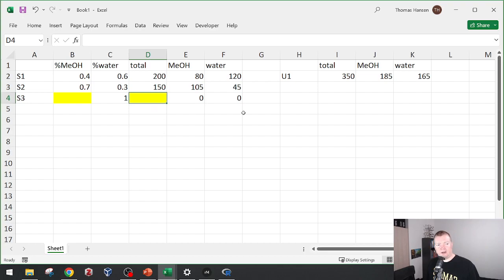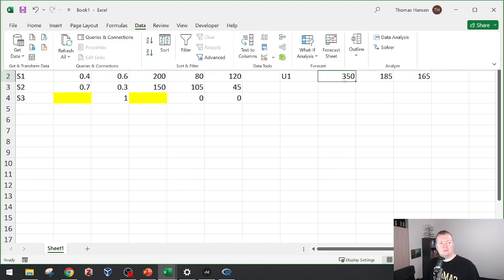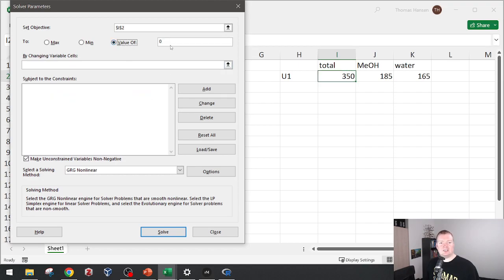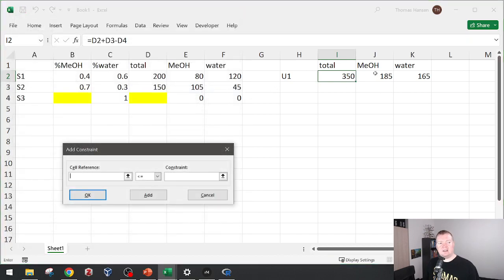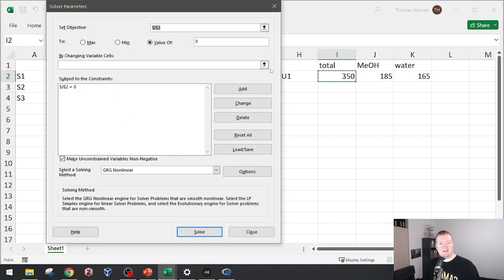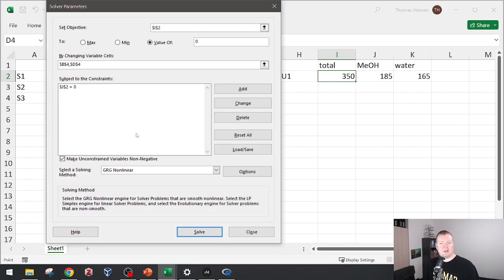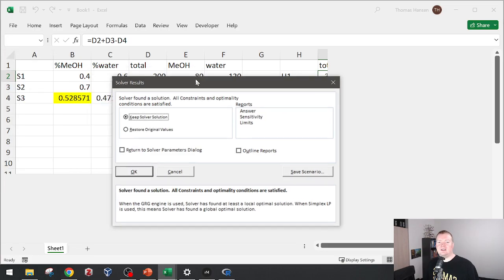I have 2 lovely yellow unknowns. I have 3 equations, but only 2 of them are independent. We have to keep an eye on that. So I'm going to set up Solver, and I would like my total mass balance to have a value of 0. I would like to add a constraint that my other independent equation has to be equal to 0. Then I have to tell Excel where it can make changes. So we tell it those two yellow cells, please change values in those in order to solve this. We offer up a silent prayer to the Excel gods, and there we go.